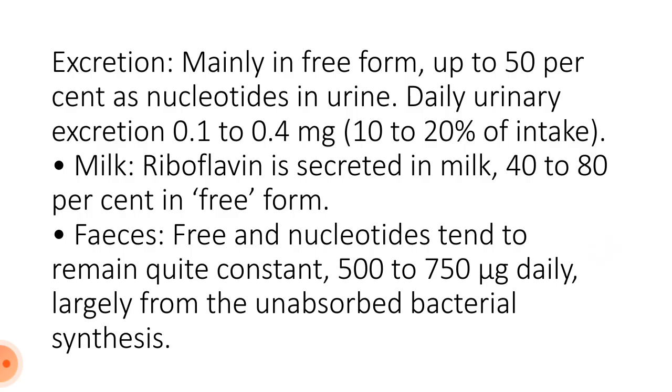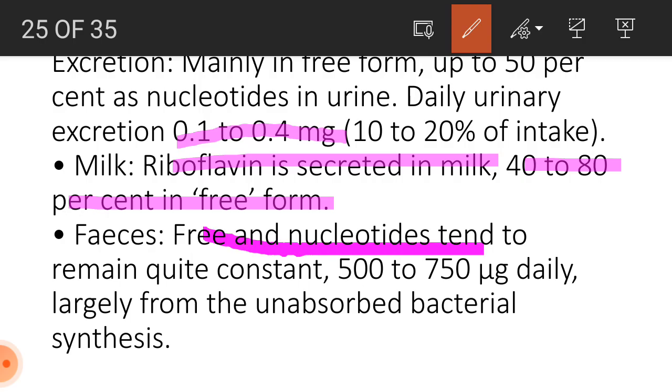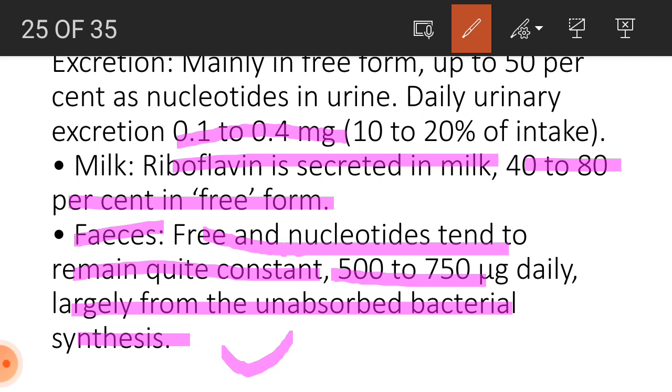Excretion is mainly in free form, up to 50% as nucleotides in the urine. Daily urinary excretion is 0.1 to 0.4 mg, that is 10 to 20% of the intake. Riboflavin is secreted in milk, 40 to 80% in the free form. Free and nucleotides tend to remain quite constant, 500 to 750 micrograms daily, largely from unabsorbed bacterial synthesis. So this amount is excreted through the feces.